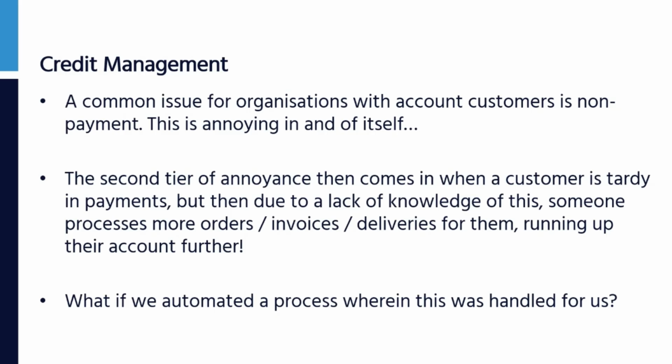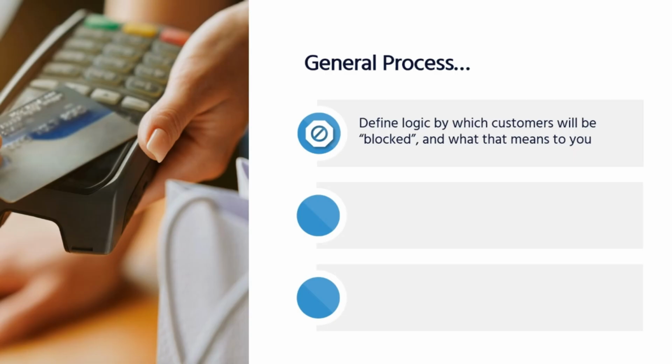So let's theorize a process by which this could be achieved. The first thing you'd need to do is define the logic by which blocked is determined. For you, it might be that they can't have new orders, they can't have new deliveries, they can't have new invoices. For some people, it might just mean no deliveries or invoices, and they can still put orders through. What blocked means is going to be different for every organization. So you've got to come up with that logic by which a customer is blocked.